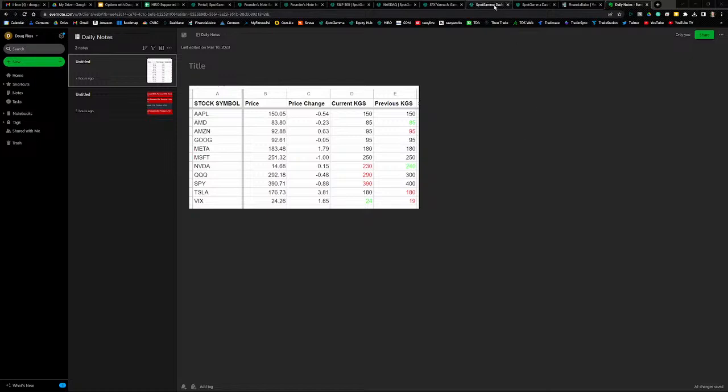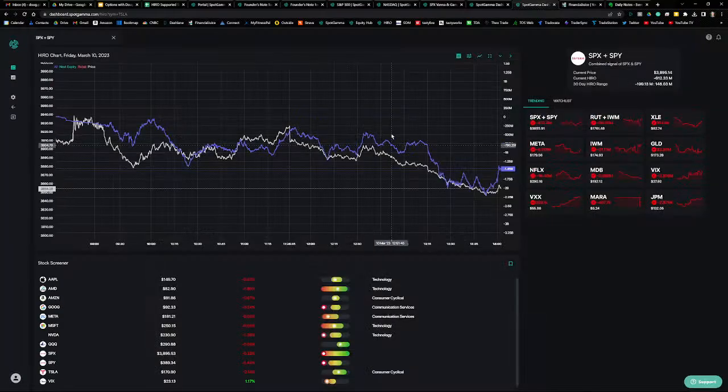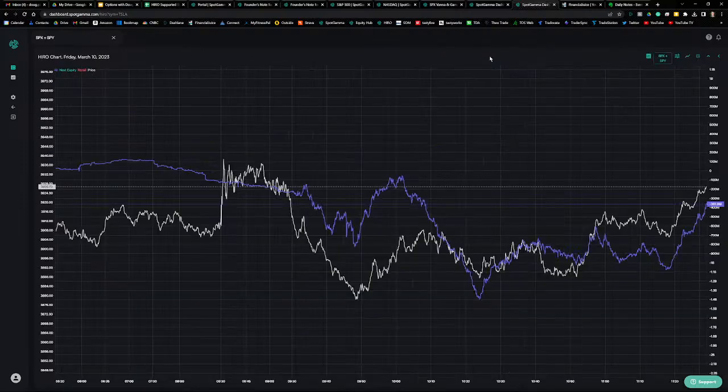All right, so let's take a look now at Hero. And this is the SPX plus SPY that I'm looking at right here. And we'll start with this.